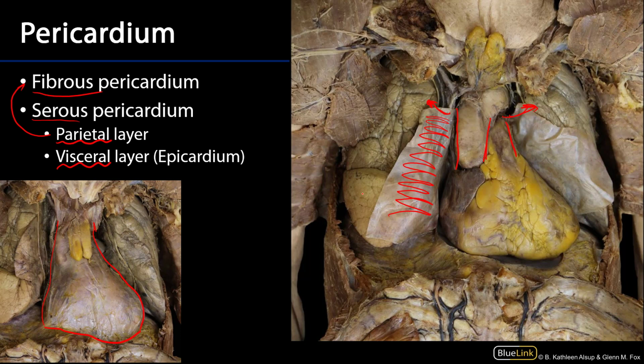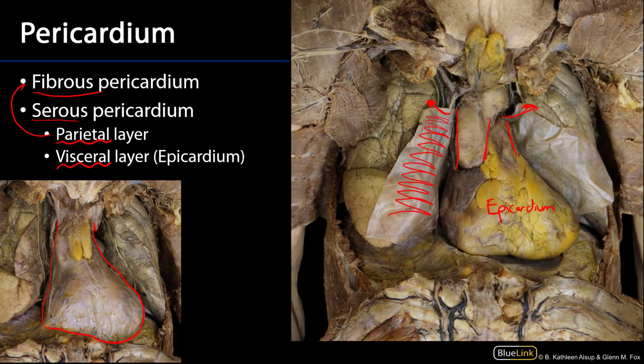Now, the visceral layer of the serous pericardium is also known as the epicardium. It is upon the heart. So if you encounter a heart such as this, the most superficial layer is that of the epicardium. And it is actually a ciliated mesothelial membrane.